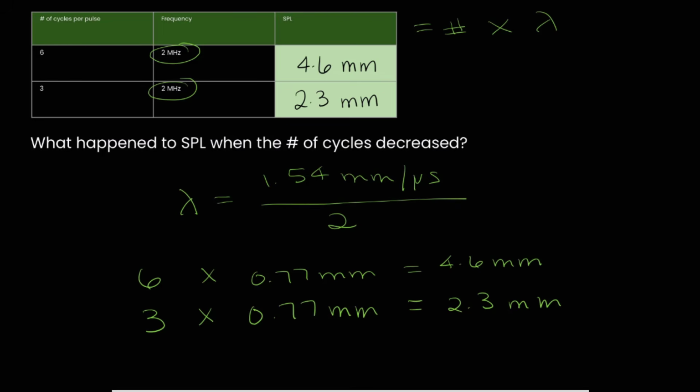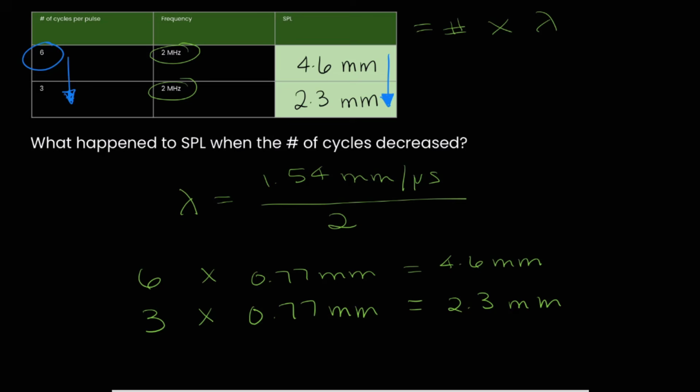Now the question asks us what happened to the spatial pulse length when the number of cycles decreased. So we started at 6 and we decreased to 3. So when the number of cycles decreases, we see that the spatial pulse length will also decrease. This tells us that the number of cycles and spatial pulse length are directly related, and that when there are fewer cycles in a pulse, we are going to have a shorter spatial pulse length.